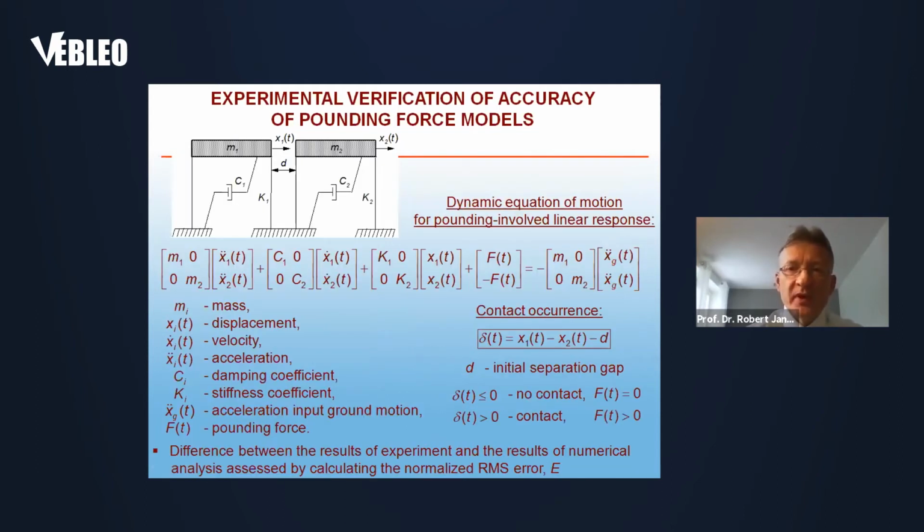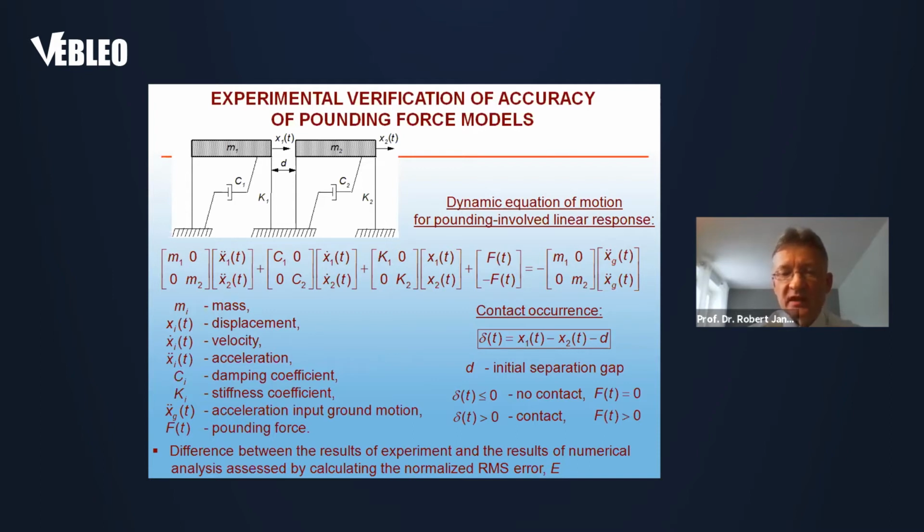The dynamic equation of motion for pounding-equals-linear response was used to make some numerical analysis in order to verify the accuracy of different pounding force models. This equation is expressed in this transparency. The key parameter here is the parameter delta, which allows us to check whether we deal with collision or not. So delta is equal to x1 minus x2 minus d, where d is the initial separation gap. If delta is smaller than or equal to 0, that means that we do not have any contact, and then the pounding force is equal to 0.